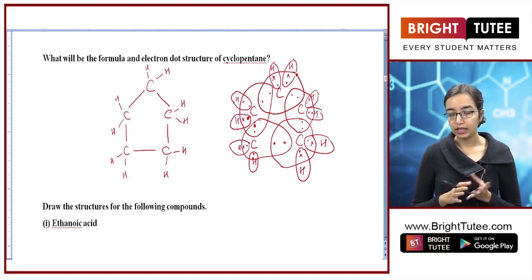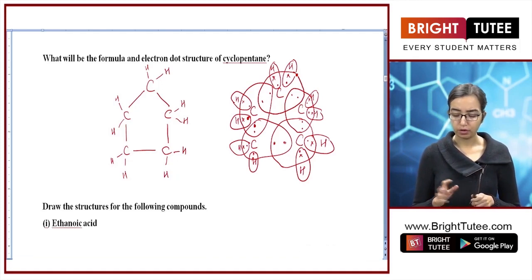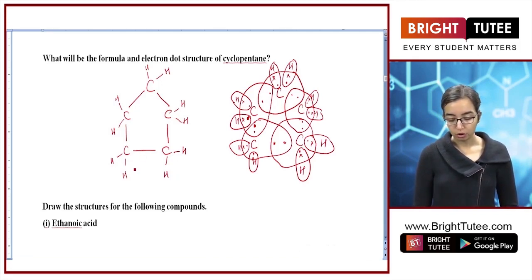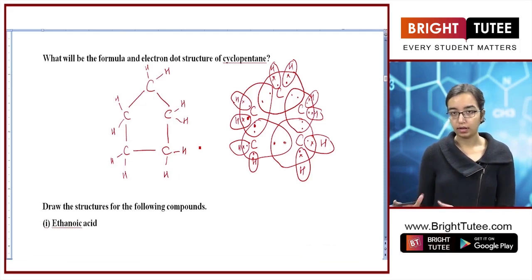It's a little complicated in terms of the number of circles you have to draw, but they're all single bonds, so it's relatively very easy. So all you have to do is draw this structure and remember to convert it to electron dot structure. You can just draw it and convert it afterwards. That will make it easier for you.